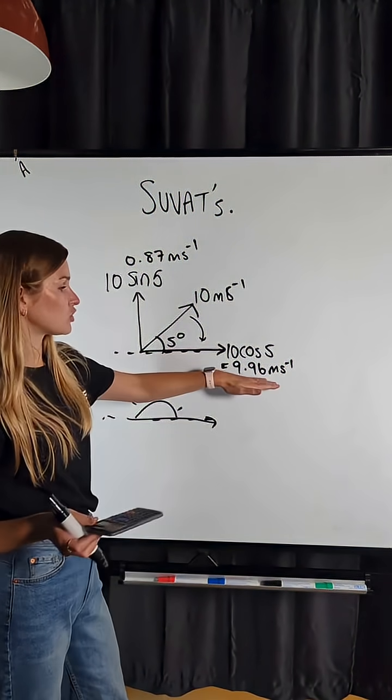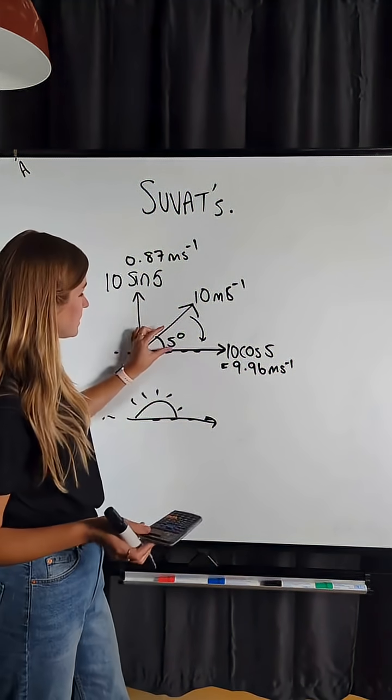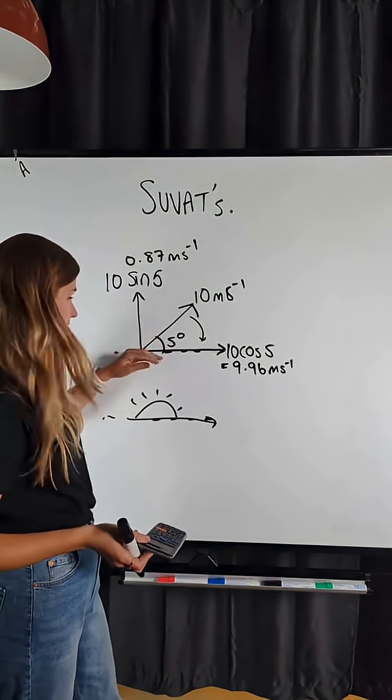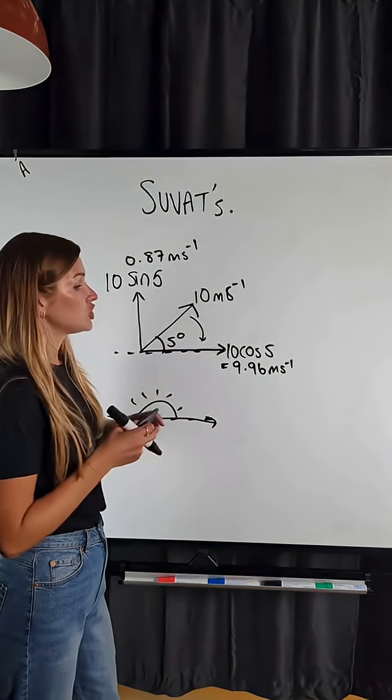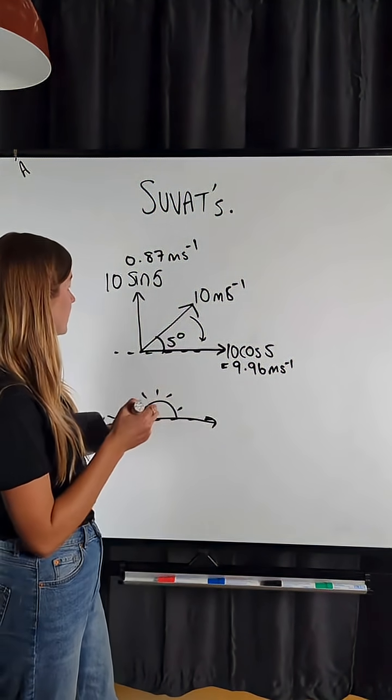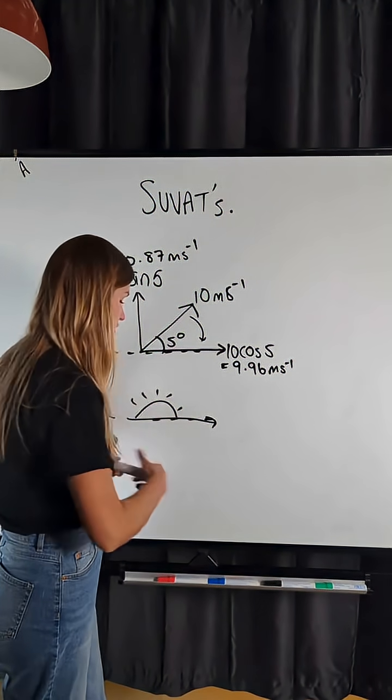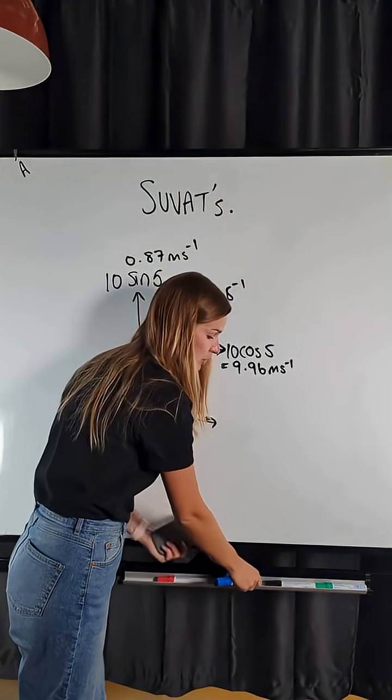It makes sense, the horizontal speed is much bigger because 5 degrees, the diagram is not to scale. 5 degrees is like a tiny amount. So let's say the question then says, what is the maximum height reached by that football? Let's say it was a football I kicked.